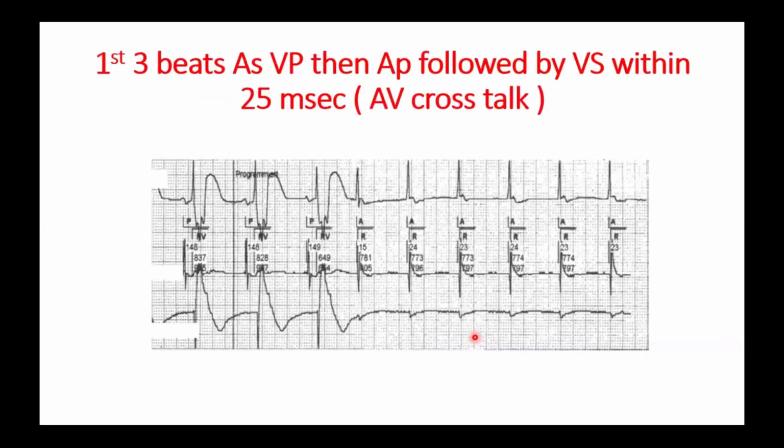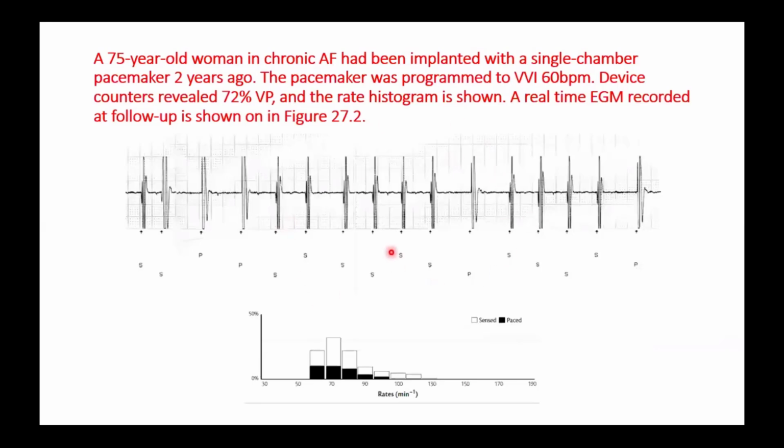This is a difficult question, actually. This is a 7-year-old female with chronic atrial fibrillation and a single chamber pacemaker. She's programmed to VVI at 60 beats per minute. Actually, you can appreciate her pacing of 72%. Here's the rate histogram, and here's the interrogation. There is sensing, but here's pacing at a rate higher than the lower rate.